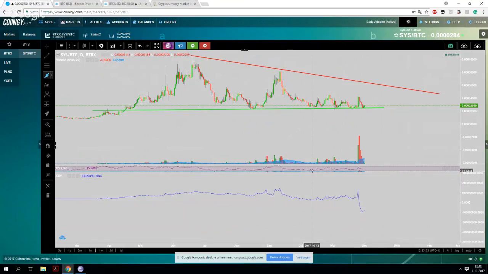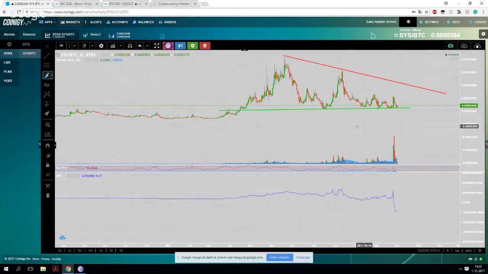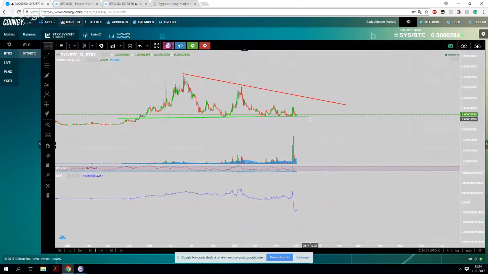So let me check what's up next. So just in short, my strategy: either hold. If you want to use the funds for something else, just buy when this resistance breaks.